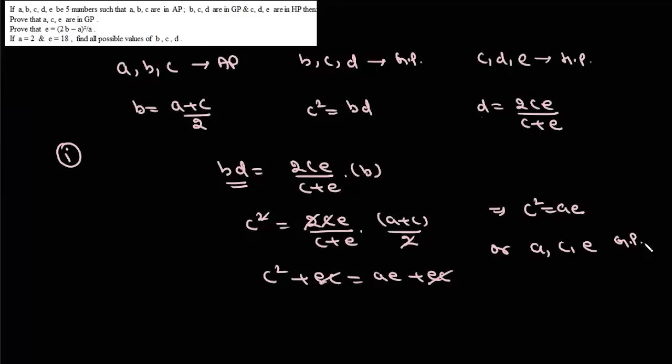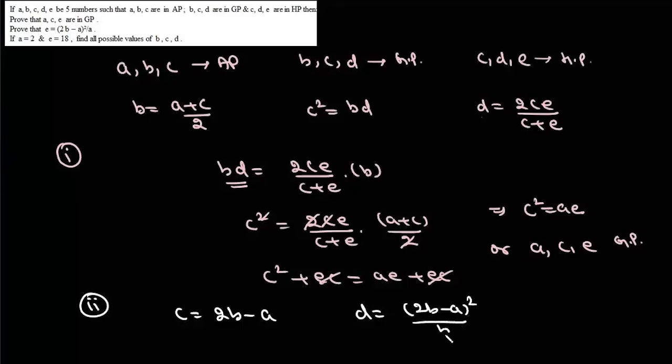Now the second part says prove that E equals (2B minus A) whole square upon A. So we have to find E in terms of A and B. Now from here we can write C equals 2B minus A, and if we put C here, we can write D as (2B minus A) whole square upon B, and this D is also equal to 2CE upon C plus E. So we'll replace C with 2B minus A, so it will be 2(2B minus A) into E upon (2B minus A) plus E.